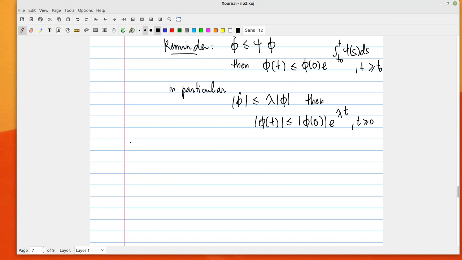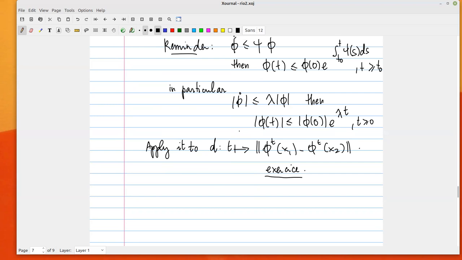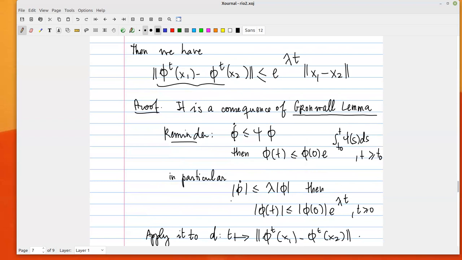You apply this thing to the function of time d, the distance, which is a function which assigns to time t the distance between the two points. All right, so I leave the proof as an exercise. But again, we can discuss it. Now, we know that orbits cannot separate more than this exponential quantity, but this is only an upper bound. And in fact, this quantity might be very pessimistic in practice.